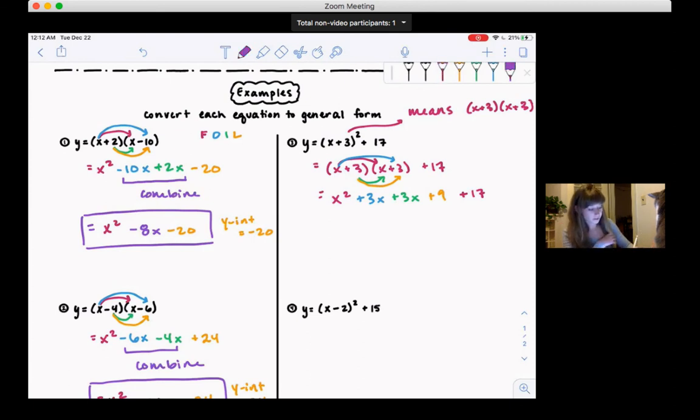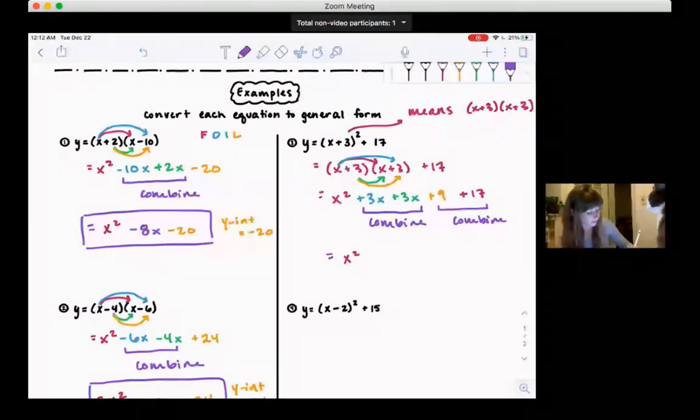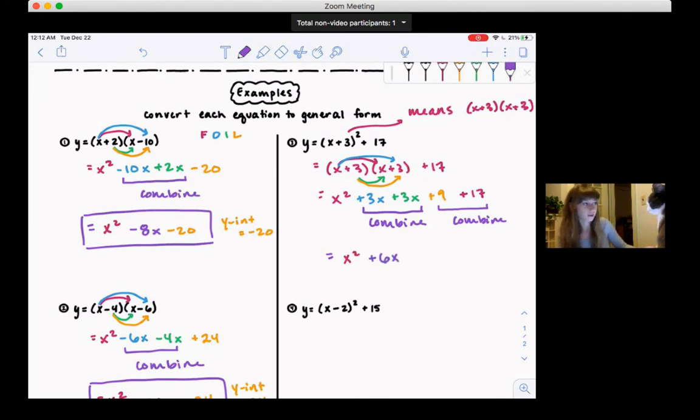Last step is to combine like terms. We can combine the 3x and 3x just like before, but now we can also combine 9 and 17. We have two terms at the end there that we can combine. So if we put that all together, we end up with x squared, then 3x plus 3x is plus 6x, and 9 plus 17 gives us plus 26. So we're now in general form, and the y-intercept of this function is 26.